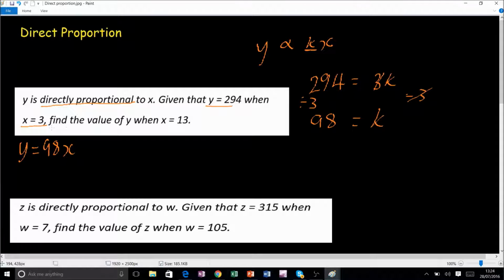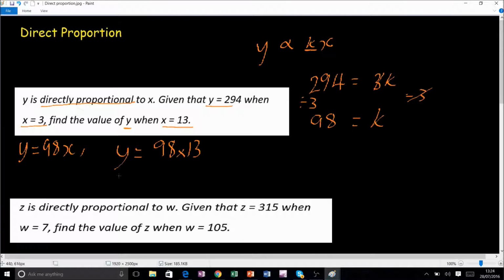Now, let's look at the last part of the question. It said find the value of y when x is equal to 13. So we're going to substitute x is equal to 13 into this to find out what y is. We know y is equal to 98, and our x value is 13, so we're going to do times 13, because 98x basically means 98 times x.